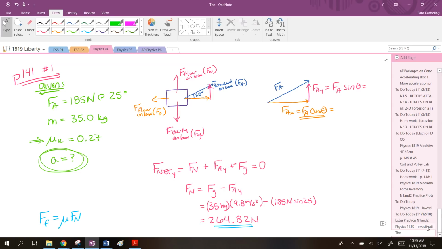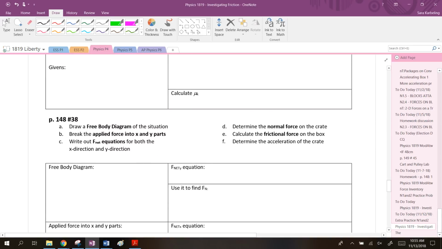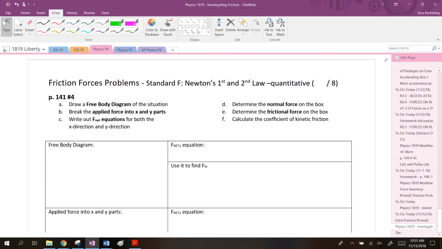Now it is your turn. You've got 2 problems to work on the back of your friction lab. These problems are due at the end of class on Wednesday. So you've got lots of time to do that, but by the end of class on Wednesday, they need to be turned in.